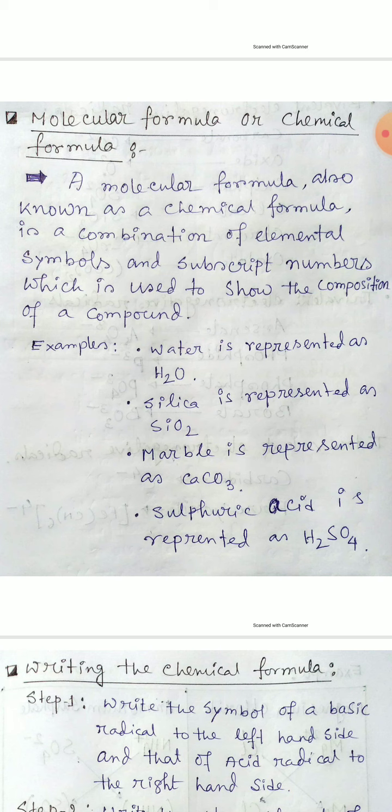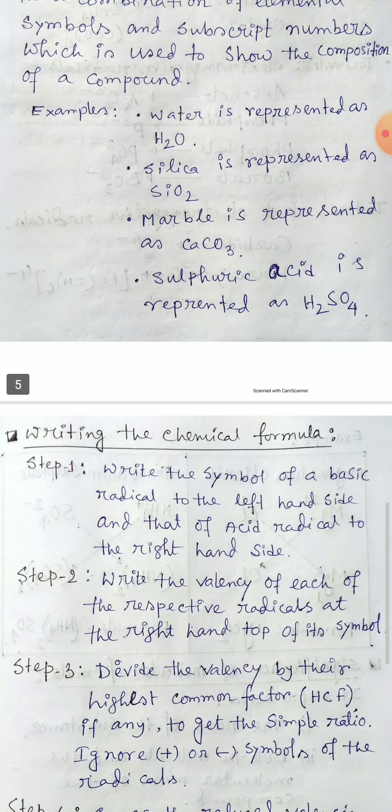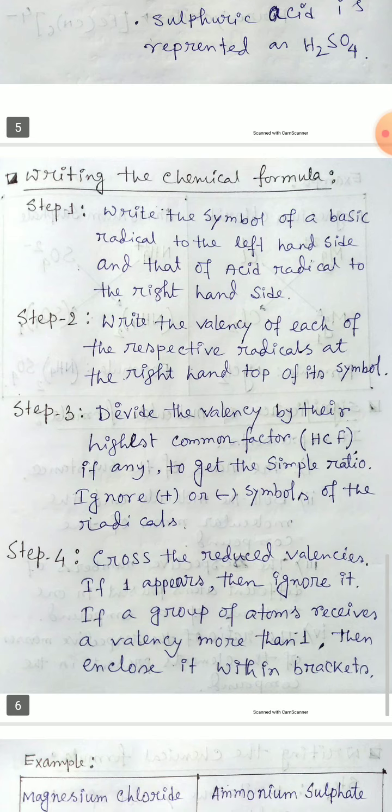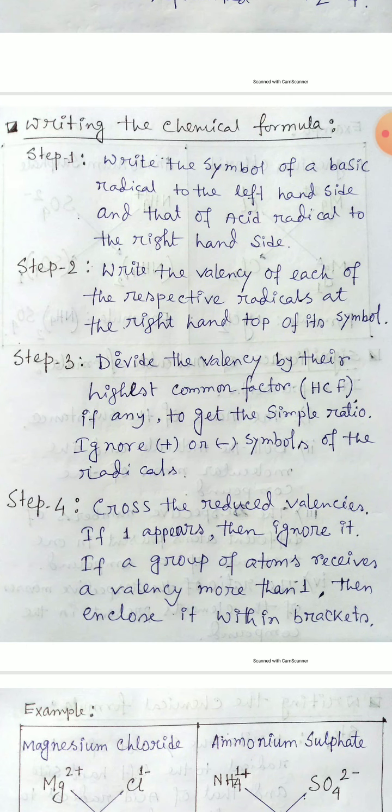Marble is represented as CaCO3, calcium carbonate. Sulfuric acid is represented as H2SO4. Hydrochloric acid HCl. Nitric acid HNO3. Sodium hydroxide NaOH. Potassium hydroxide KOH. These are molecular formulas. How to write molecular formula? Before writing molecular formula, you have to know the different types of radical. It is most important. You have to know the symbol and charge of the radical.